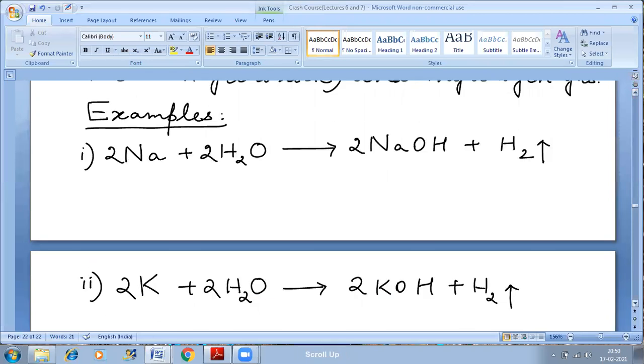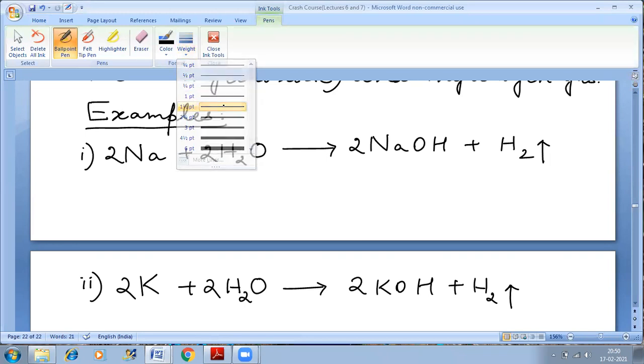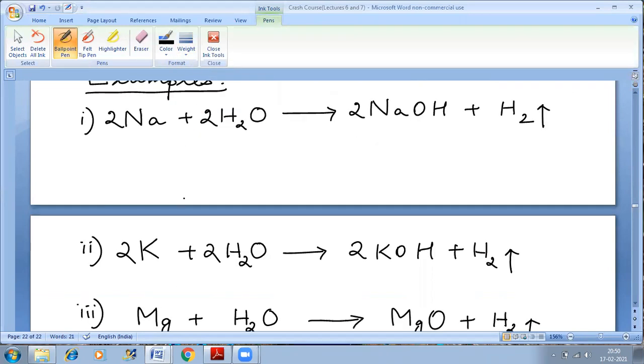So the alkali metals form hydroxides. Sodium and potassium will react with water to form respective hydroxides, and along with the hydroxides, hydrogen gas will be evolved. And the reaction is a vigorous reaction. Any alkali metal reacts in a vigorous manner. Remember this. It's a very fast and vigorous reaction. That means it is happening very nicely. Alkali metals are very reactive, and so they will react vigorously with water at room temperature. I mean, if you take cold water, then also it will react very nicely.